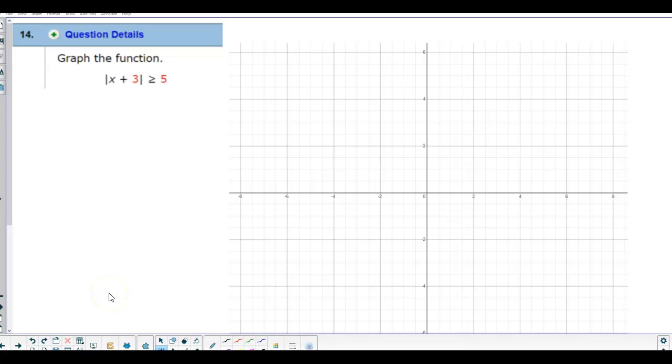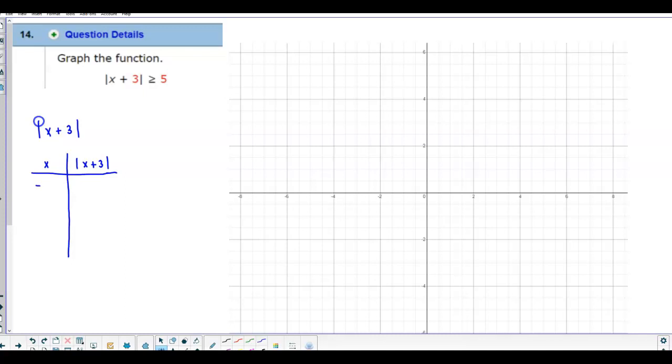Question number 14, we want to be able to graph the function. So first, we're going to graph the absolute value of x plus 3. What that means is if we have our values of x, we're going to pick values of x and then plug them into the absolute value of x plus 3. So let's pick a couple negative numbers.